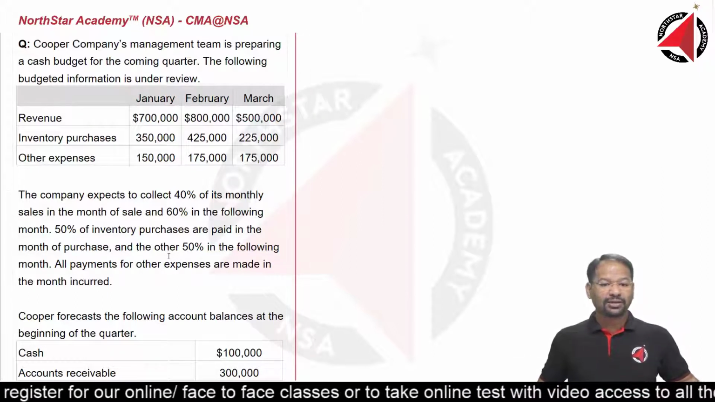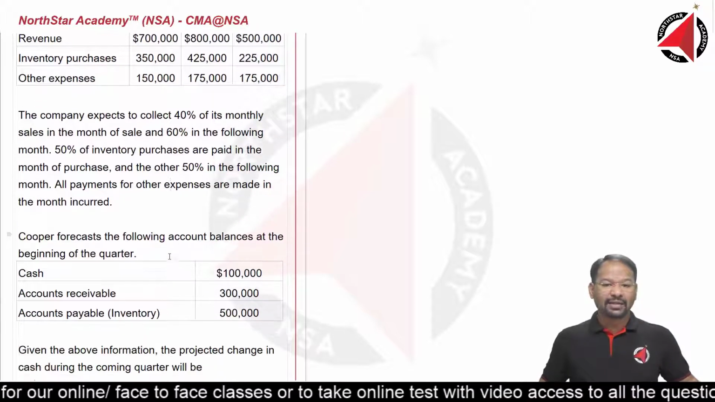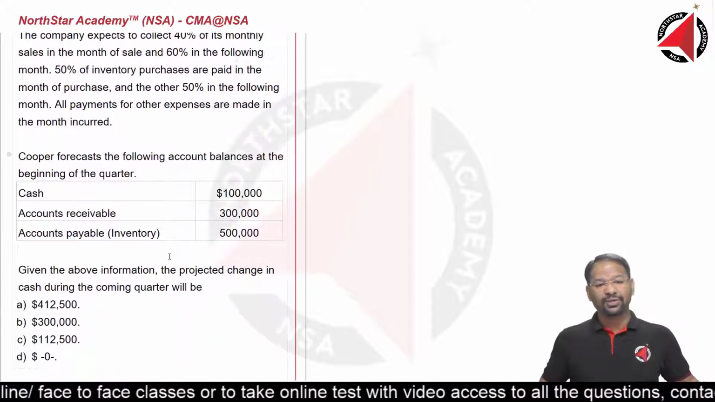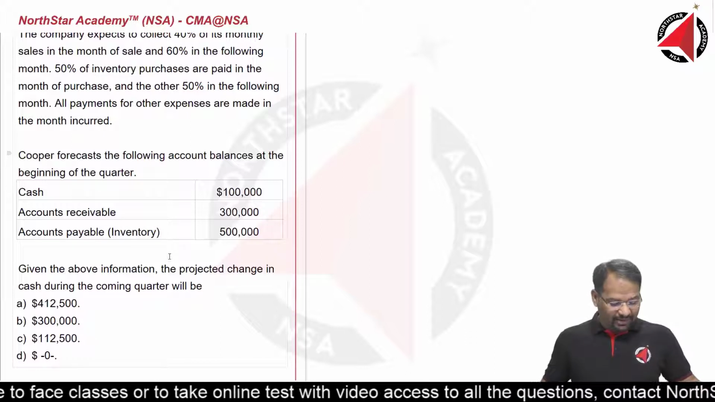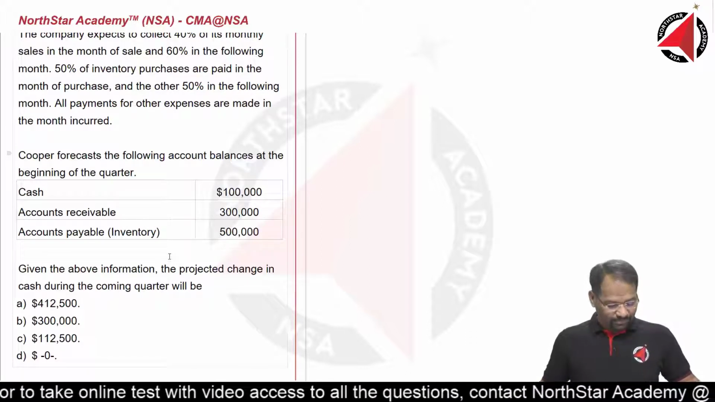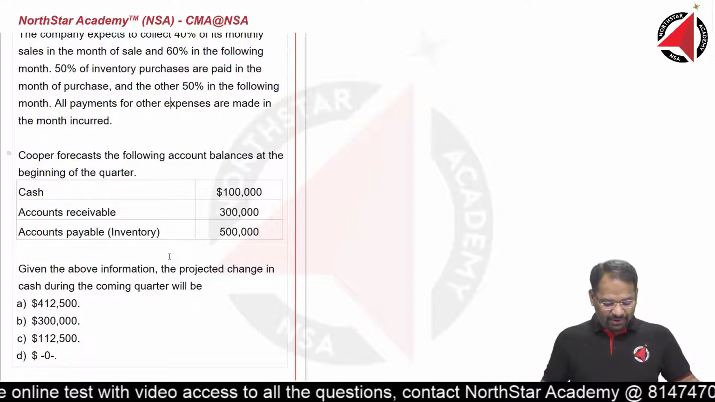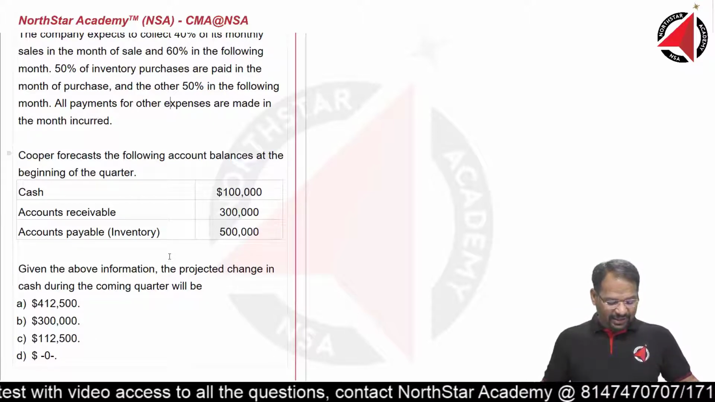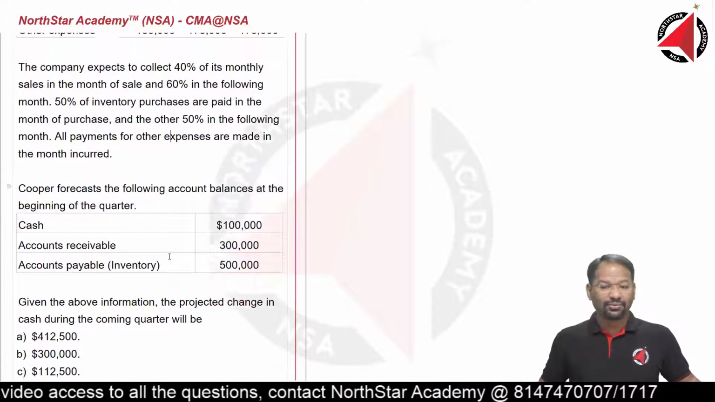Cooper forecasts the following account balances at the beginning of the quarter. Cash balance is given, accounts receivable and accounts payable are given. Given the above information, the projected change in cash during the coming quarter will be.